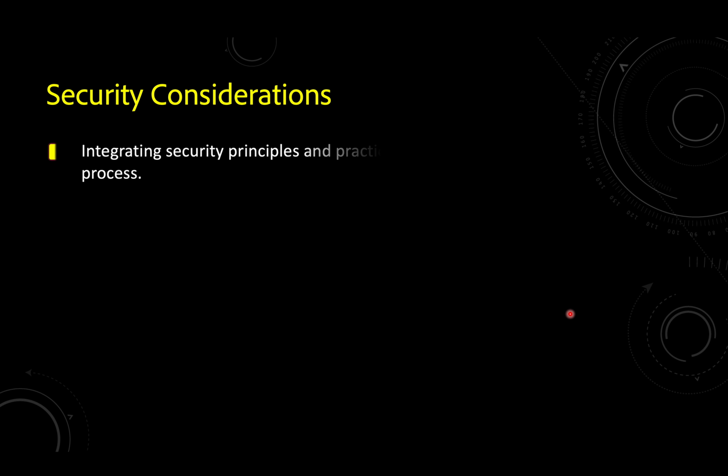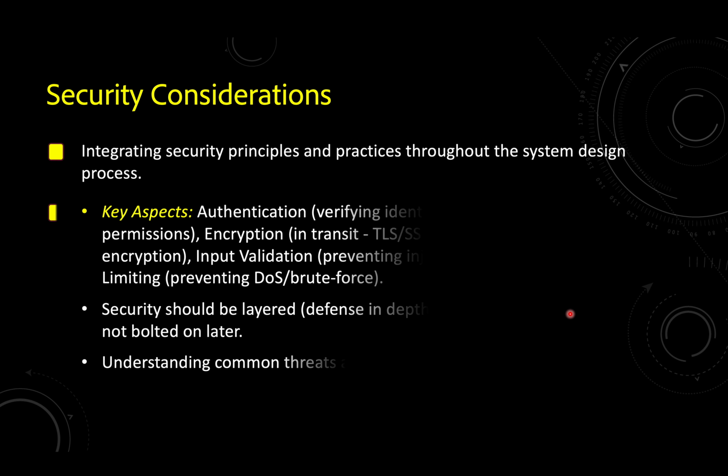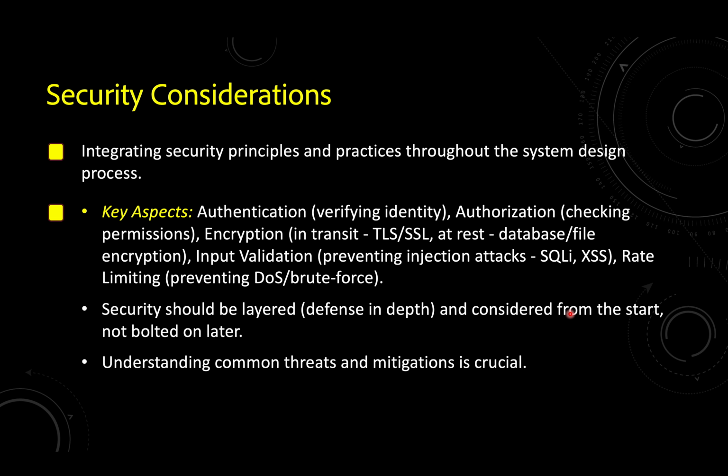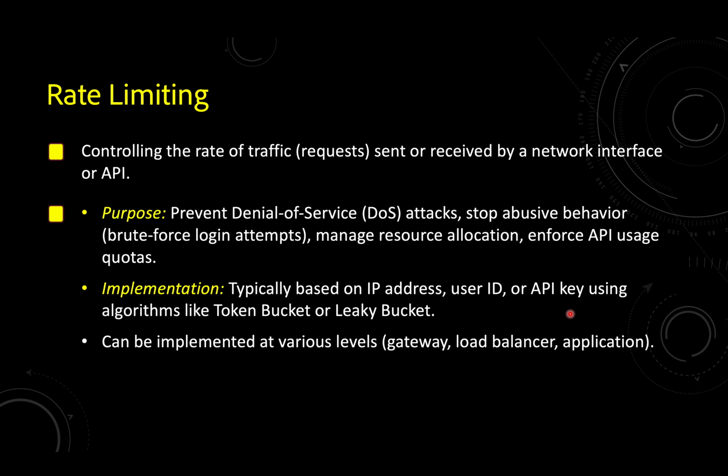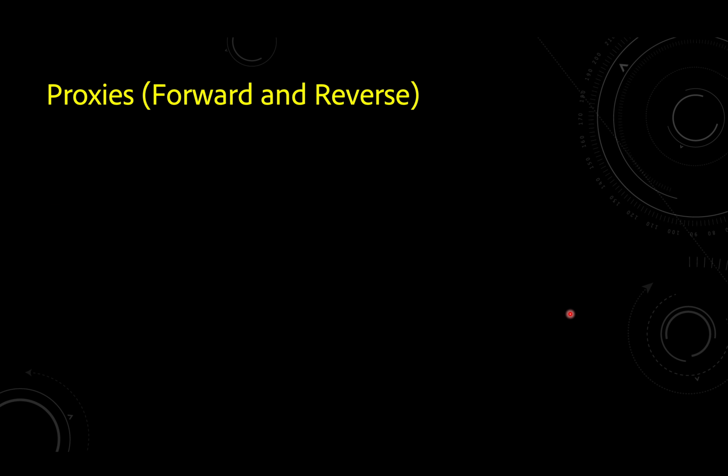What are the absolute basics? Non-negotiable. Authentication, who are you? Authorization, what can you do? Encryption, protect data in transit and at rest. Validate all input, rate limiting. Defense in depth is the philosophy. Multiple layers of protection, and rate limiting helps stop abuse. Yeah, prevents denial of service attacks, stops one user hogging resources, limits requests per IP, per user, per API key, etc. Essential resource management.